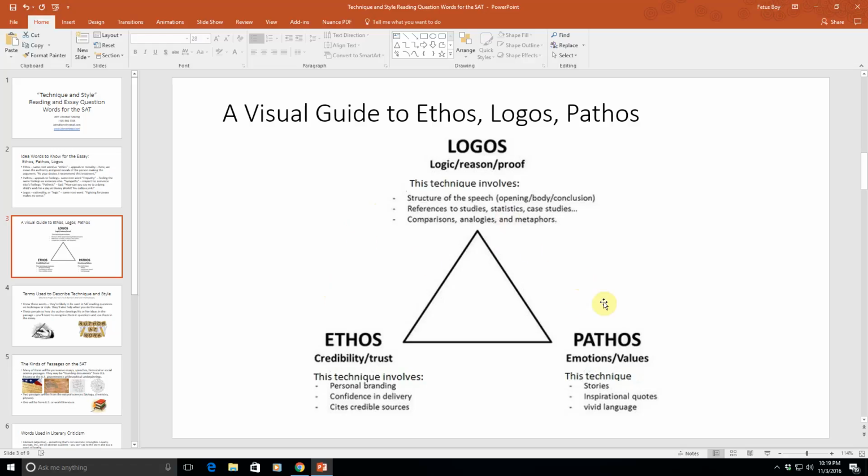Pathos is emotions and values. That can include stories, inspirational quotes, vivid language. Think of things that are forwarded to you in your email all the time, things you read on the internet. Those are many, many stories that appeal to emotion to try to convince you of something.